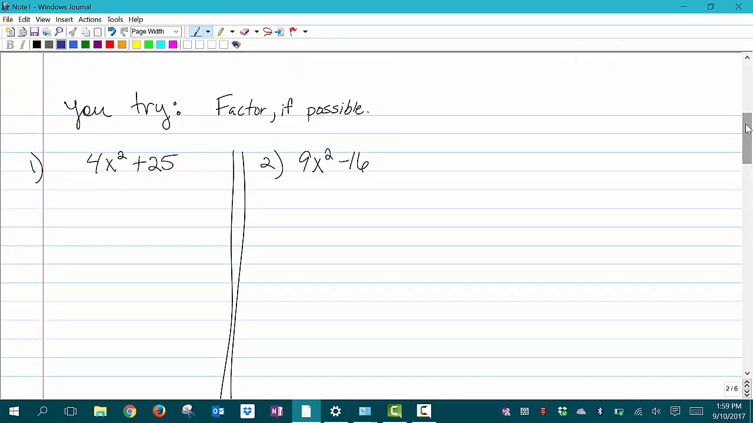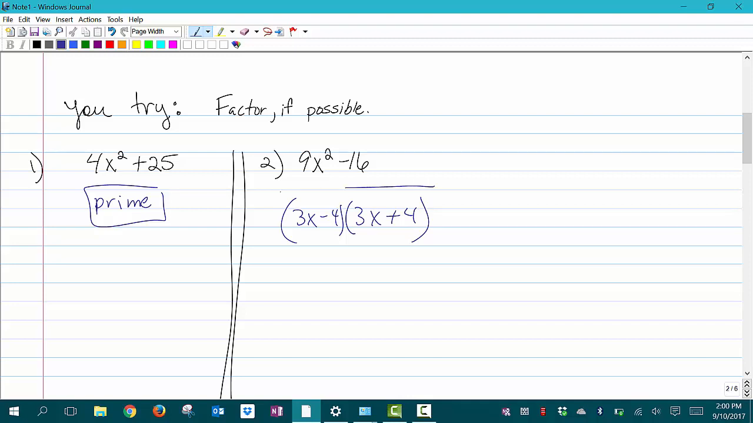Pause the video and try to factor these two polynomials. Did you factor them correctly? If not, go back and review factoring difference of squares and factoring sum of squares.